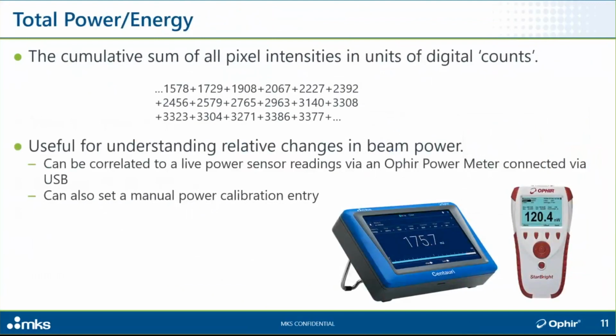So when we're talking about total power and energy, which will come up a lot tonight, we're talking about a cumulative sum of all pixel intensities in units of digital counts. This could be useful for understanding relative changes in beam power. Again, we can correlate that to live power sensor readings with an Ophir power meter connected via USB, or you can set a one-time manual power calibration.